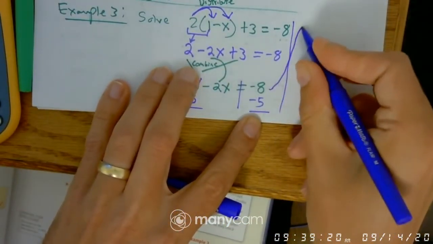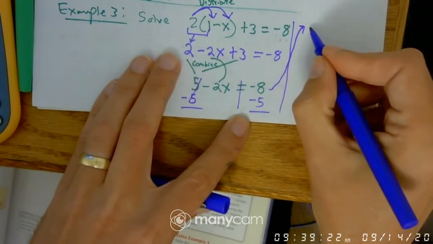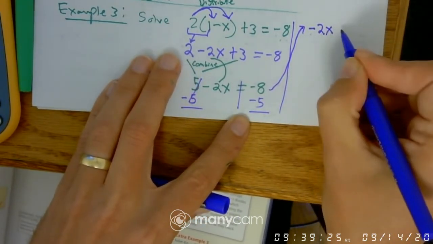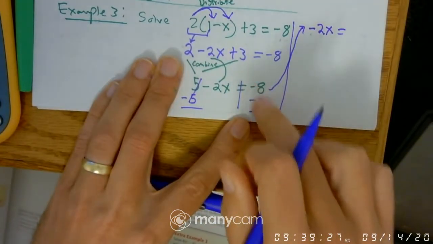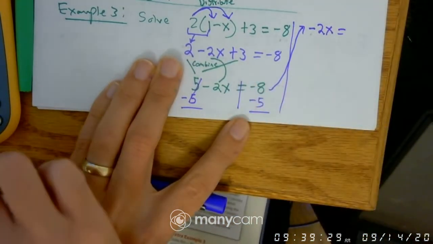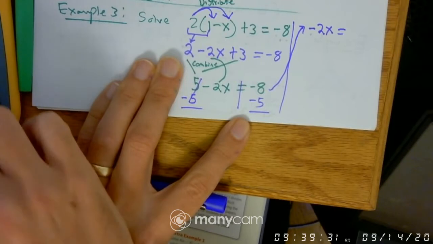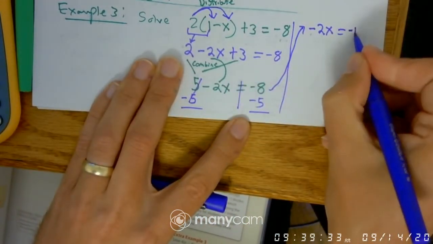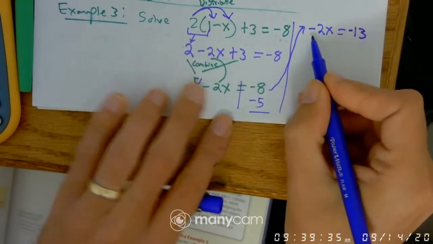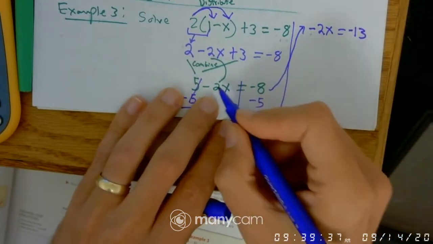I ran out of room, so I'm going to write what I have up here. I have negative 2x equals, now I have a negative minus a negative, so I'm going to get more negatives. On my calculator, I go negative 8 minus 5. I get negative 13.